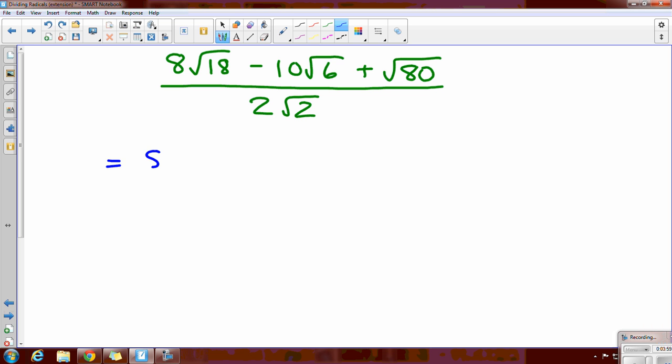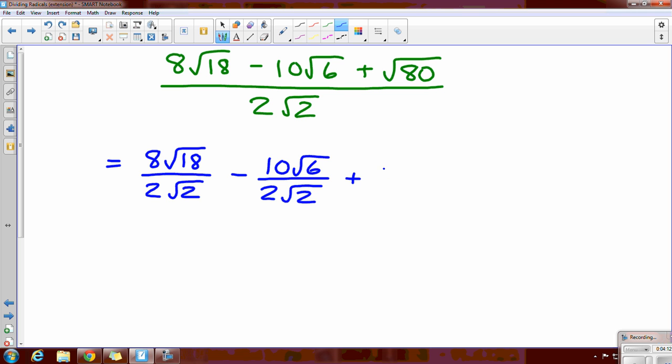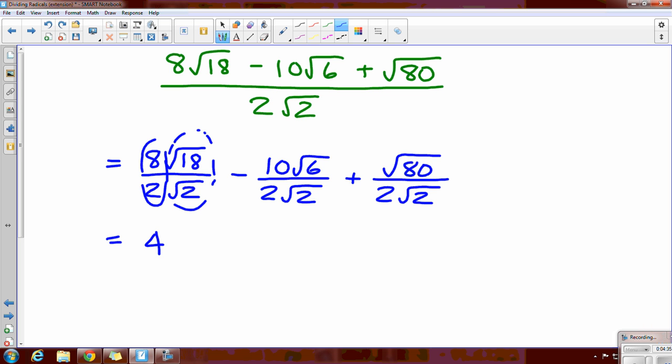So we can rewrite it as 8 root 18 divided by 2 root 2 minus 10 root 6 divided by 2 root 2 plus the root of 80 divided by 2 root 2. Now we're going to go through and simplify each of these division statements that we have. In the first question, we have 8 divided by 2 here. That simply equals 4. And the square root of 18 divided by the square root of 2 is the root of 9.